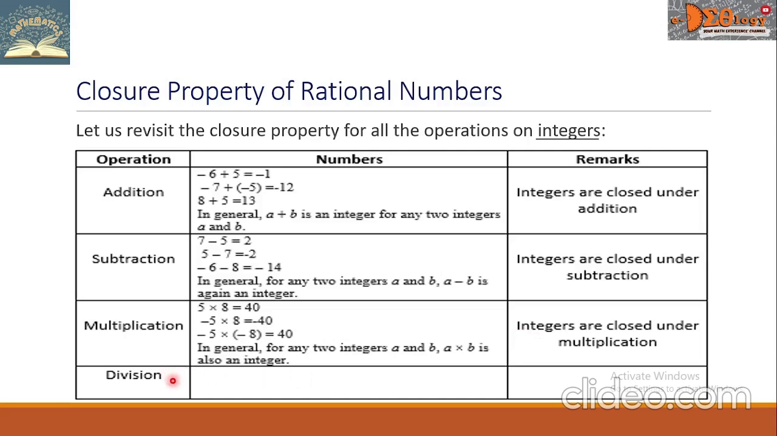Then let's go to division. 5 divided by 8 equals the fraction 5 over 8, which is not an integer. Then we conclude that integers are not closed under division.